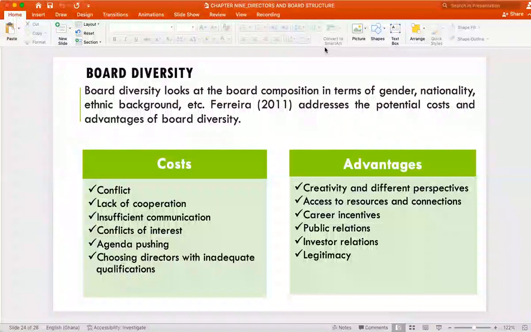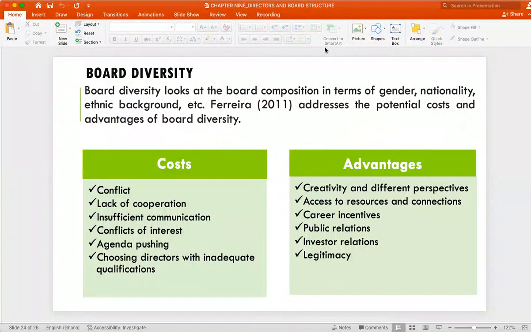Okay, but it is not all rosy. It is not all advantageous, all right? It comes with a cost. First, it could breed conflict, all right? Because people are coming from different backgrounds, geographical areas, and so on and so forth. They are likely not to be thinking the same way, and that can lead to conflict. Similar to that, it could lead to lack of cooperation because they see things differently.